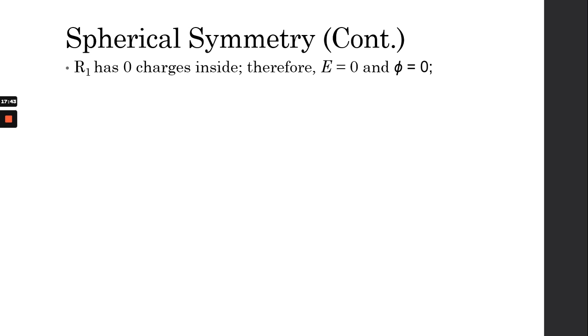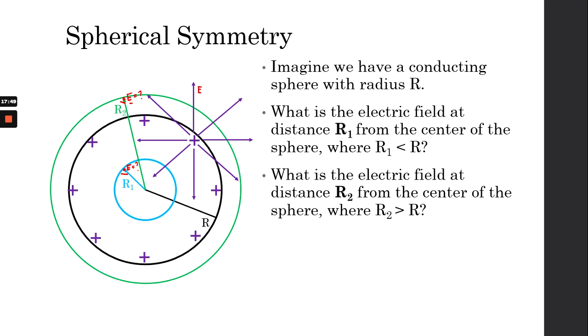So let's continue on. For R1, there is zero charge inside. Let's go back to this one. What I want you to notice now is how can we measure the electric field for our first imaginary Gaussian surface, and for our second Gaussian surface? Well, from the principle of Gauss's law, we use Gauss's law to measure the electric flux with an enclosed surface that has a charge inside.